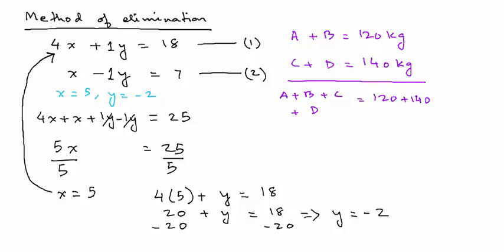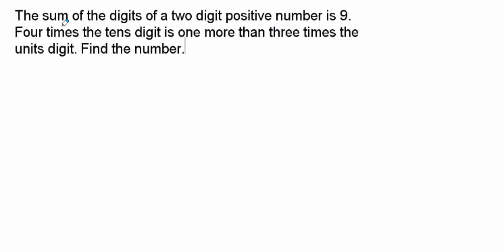Time for us to do a word problem maybe? The sum of the digits of a 2-digit positive number is 9. 4 times the tens digit is 1 more than 3 times the units digit. Find the number. So to begin with, there's a 2-digit positive number. We need to find the number. So therefore, we need to find the digits. Remember, this is the ones digit and this is the tens digit.